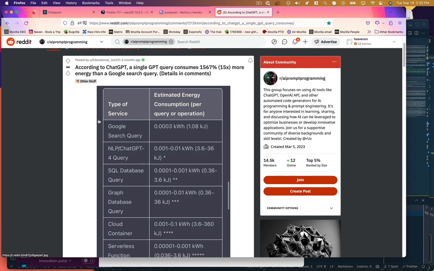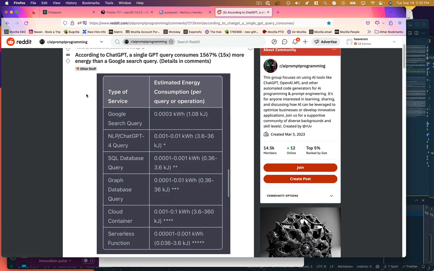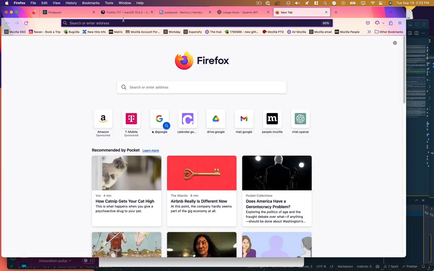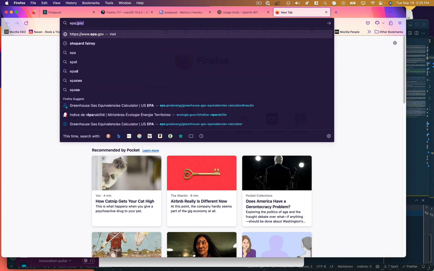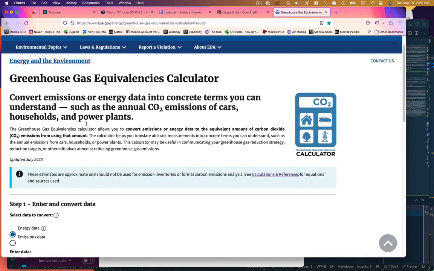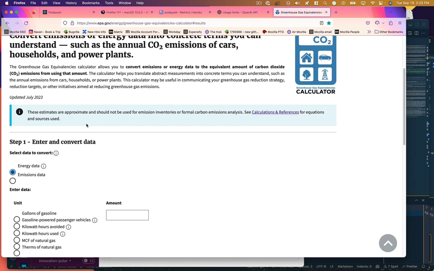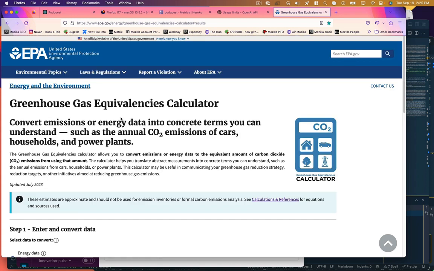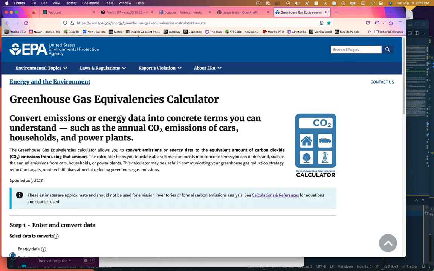We learned a little bit about what a Google search query consumes in terms of energy versus what OpenAI and ChatGPT consume. We learned where to find out what your energy costs you on average. We learned how to equate energy usage to real-world metrics like gallons of gas consumed or phone charges. And just keep in mind that all of this is highly variable. There are a lot of things that go into it.